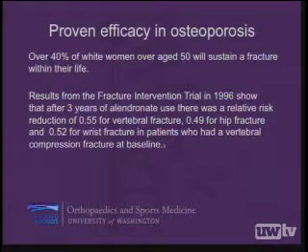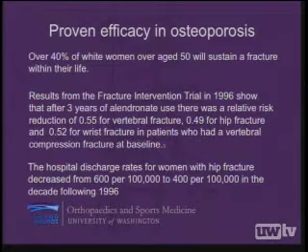There was a very large trial following the approval of Fosamax in 1996 that showed that after 3 years of Fosamax, there was a relative risk reduction of 0.55 for vertebral fracture, 0.5 and 0.5 for wrist fracture and hip fracture, so a very large reduction. And the hospital discharge rate for women with hip fracture decreased from 600 per 100,000 to 400 per 100,000 in the decade following 1996. So they do work.